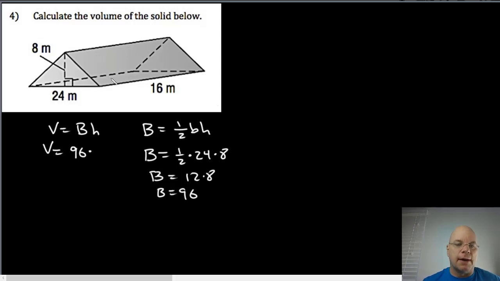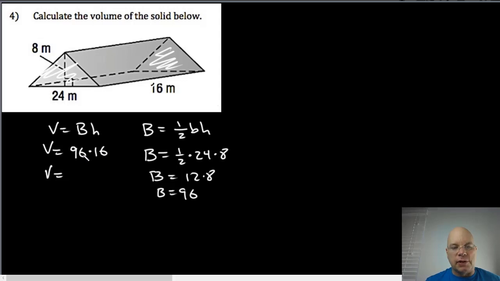This is the other thing I want to emphasize. The height of the prism is the perpendicular distance between the parallel bases. So this is not the height we're talking about. We're talking about if I stood this thing on its triangular base, either one of them, how tall would it be? Well, the distance between these 2 triangular bases is the 16 meter dimension. And so it's 96 multiplied by 16.